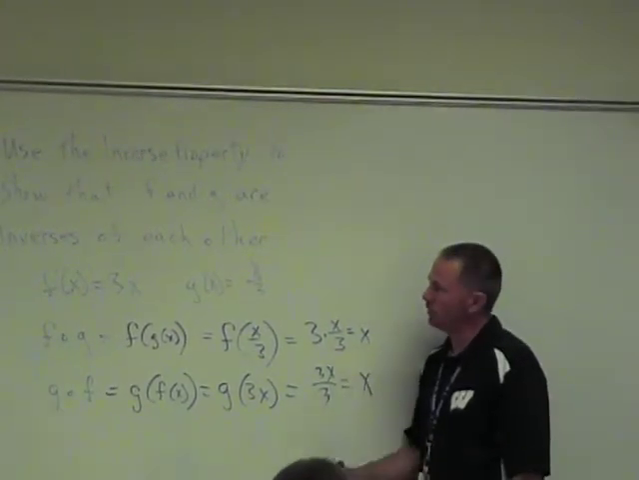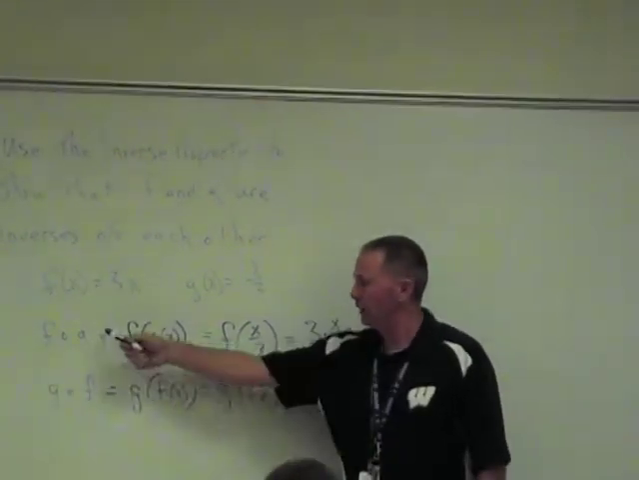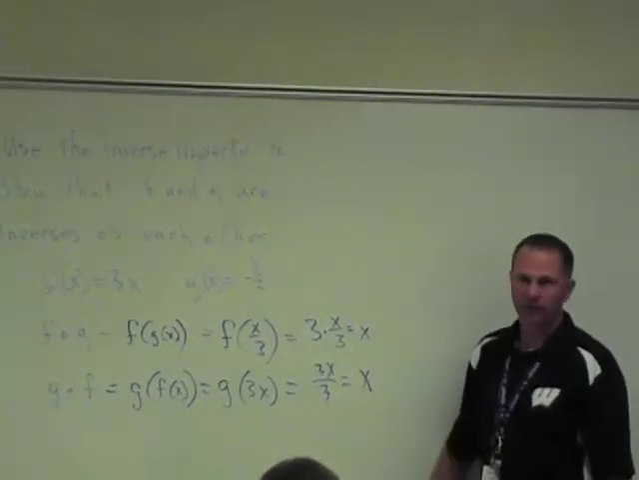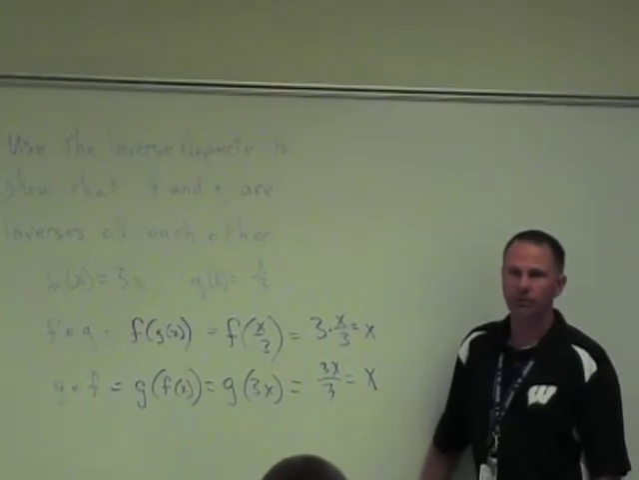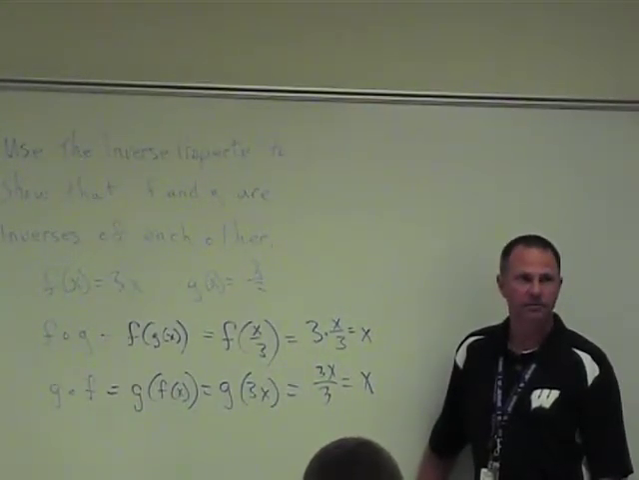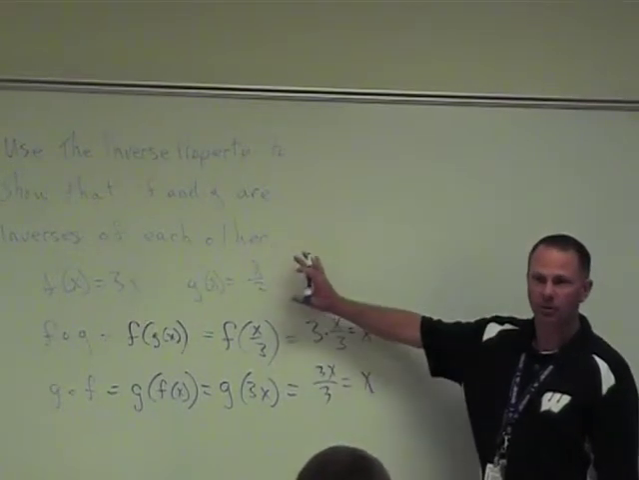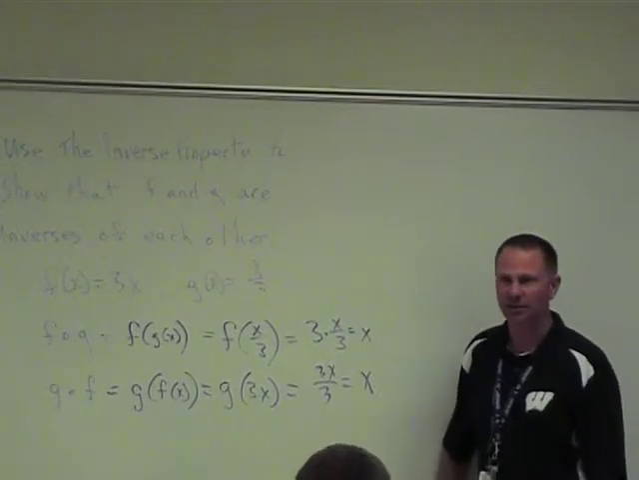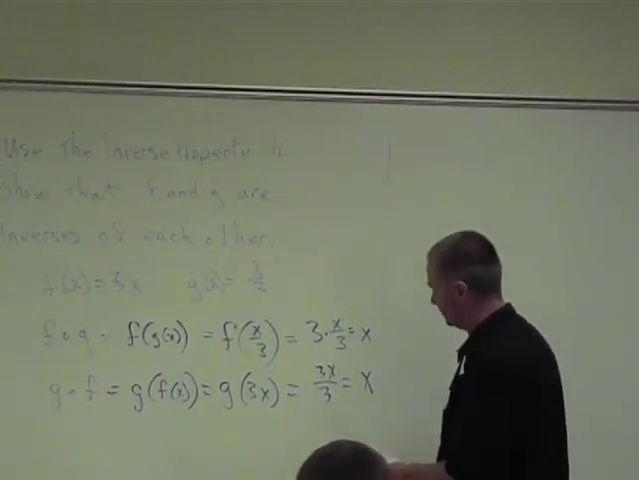Okay, so to show that two functions are inverses of each other, you want f of g and g of f. As long as they both end up equaling x, then they're inverses of each other. If they do not, then they're not inverses of each other. Everybody know what to do? This is an important part of this lesson. All of it's important, but this is a major piece. Okay? Alright.